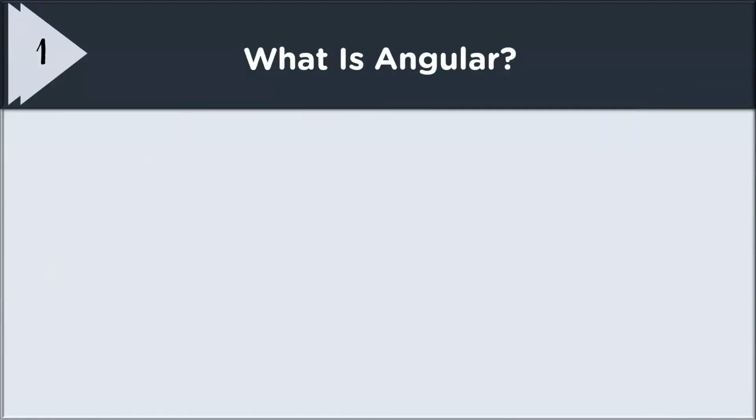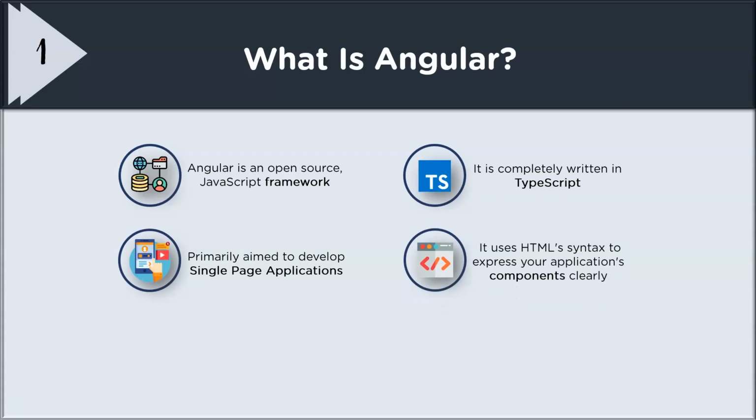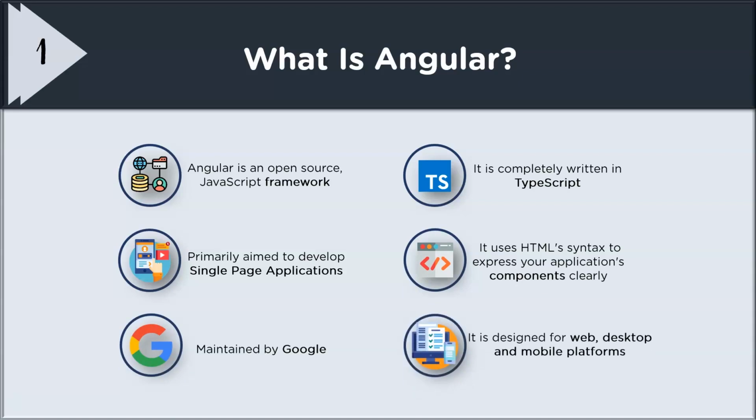Starting with the most basic, what exactly is Angular? Angular is an open source JavaScript front-end framework which is completely written in TypeScript. This framework brings structure and consistency to web applications and provides excellent scalability and maintainability. It's primarily aimed at developing single-page applications and is maintained by Google. It uses HTML's syntax to express your application's components clearly. It is designed for web, desktop, and mobile platforms.